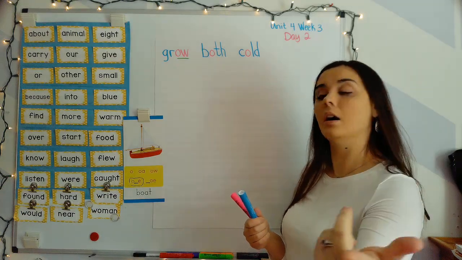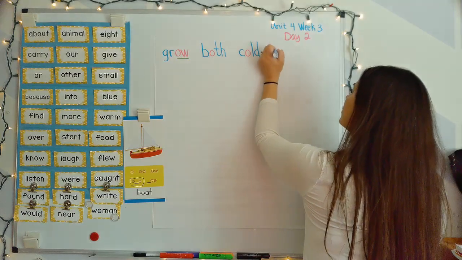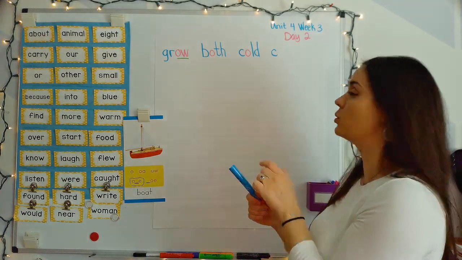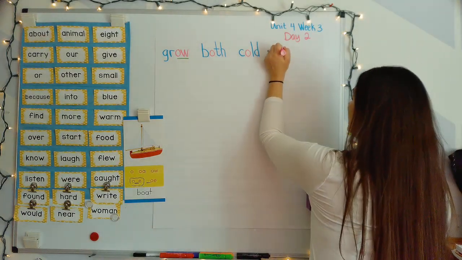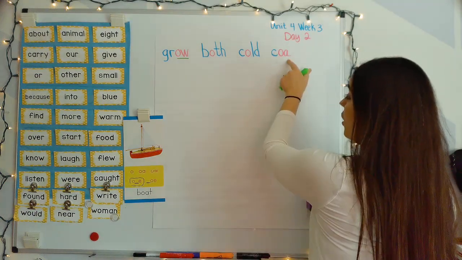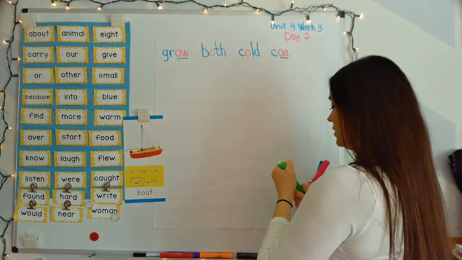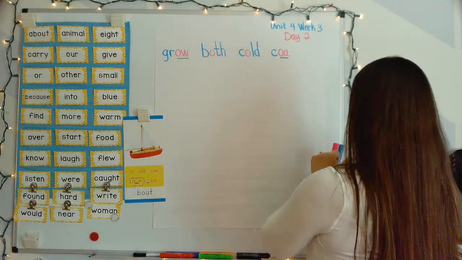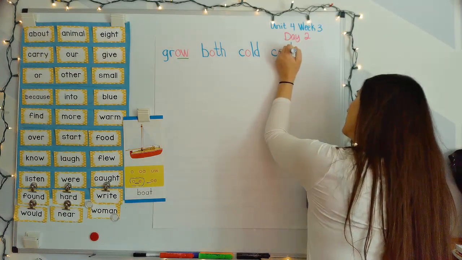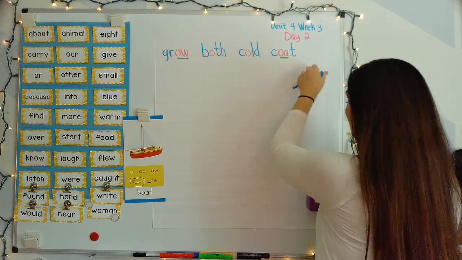Next word, coat. Your turn. Ka-o, coat. Like your jacket. Another word for a jacket is a coat. And this word coat is an example of O and A being that vowel team to work together. Ka-o. T says ta, ka-o-t, coat.